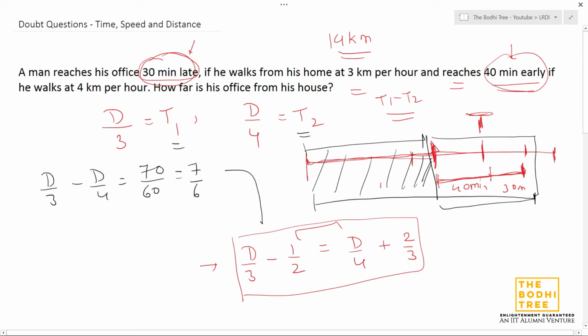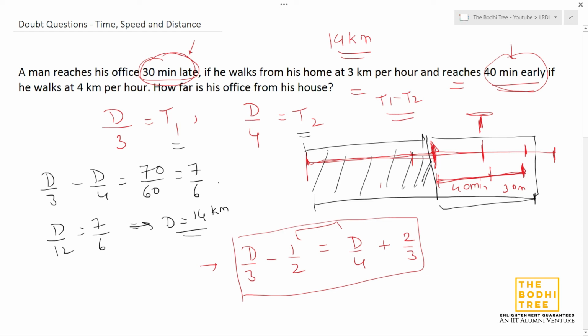This is what we got here after following our normal method using these two equations. But in this case, we have reached the final equation quickly. If you solve this, we get d by 12 is equal to 7 by 6. So we get d is equal to 14 kilometers. Same equation we got. This is one and the same. There's nothing different between these two equations.